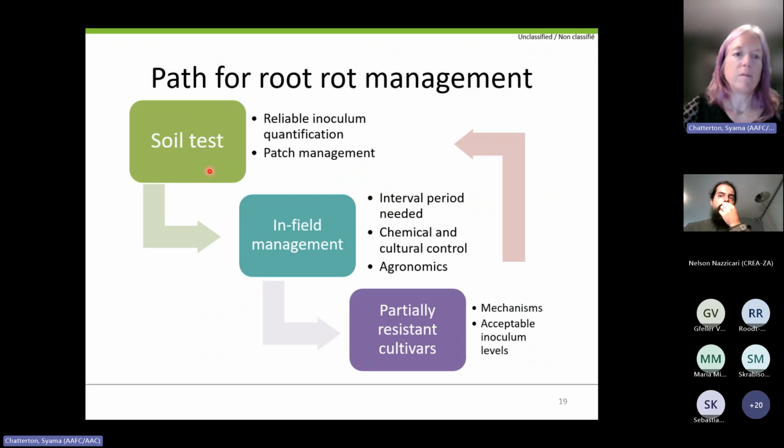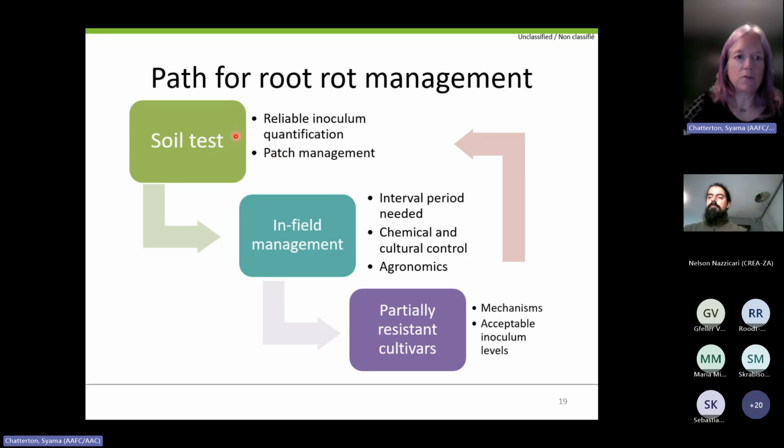The first one is developing soil testing, or developing a method for reliable inoculum quantification so that producers know what's in their field before they plant, and really focusing on this idea of catching fields early so that if there's any management strategies that can be applied, they can maybe be applied to the small patches that show up early before the disease spreads to their whole field.